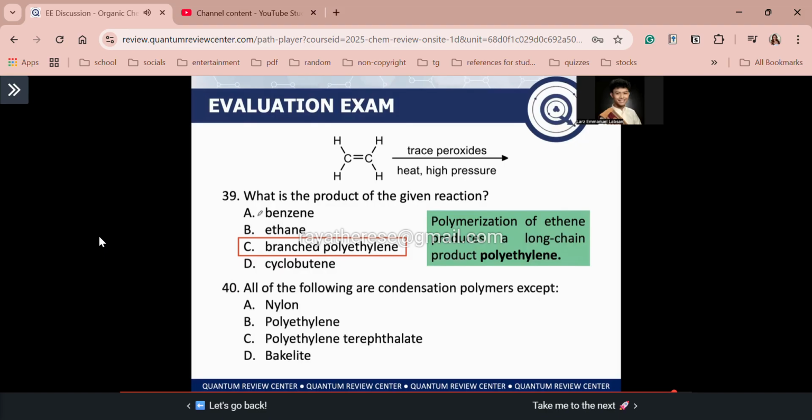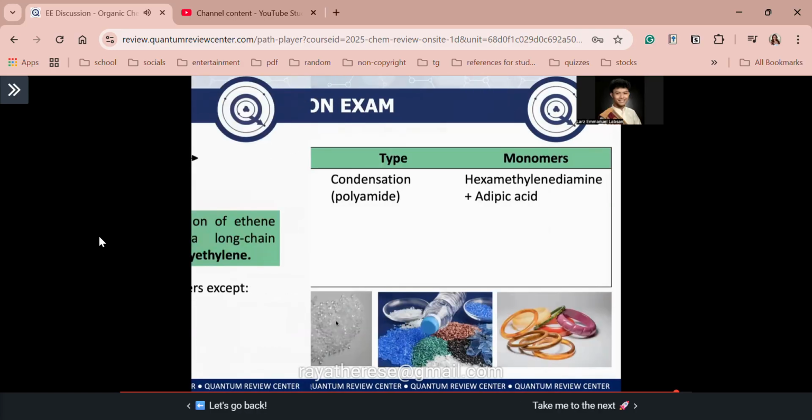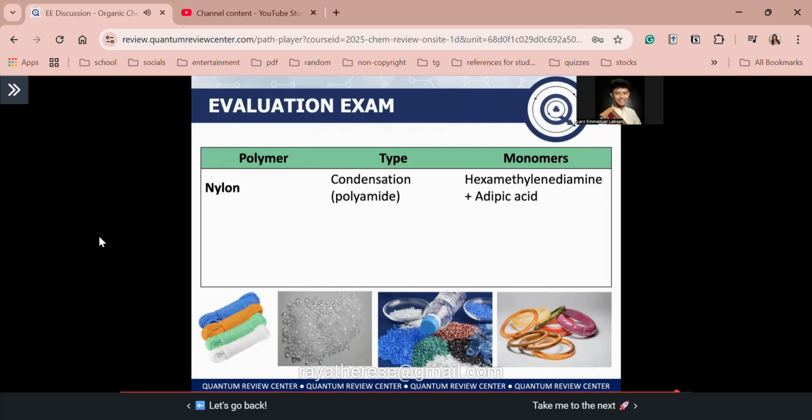So number 40, all of the following are condensation polymers, except. So class, nag-appear ito during our year 2023. Answer again is polyethylene, class, addition polymer iyan. Okay? So as a summary, here are the following types and monomers of our given choices. Nylon, condensation iyan ng polyamide, particularly your hexamethylene diamine and adipic acid, of course, our particular monomers. For polyethylene, again, addition via the use of our ethene monomers. Class, again, this one is used to create plastics or bottles. So I think familiar naman na kayo with the nylon. Okay? Usually ginagamit iyan as lubid if you're familiar with that.